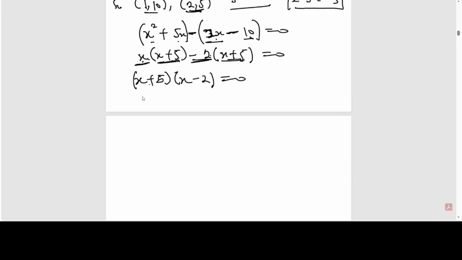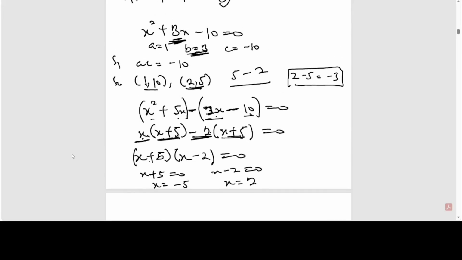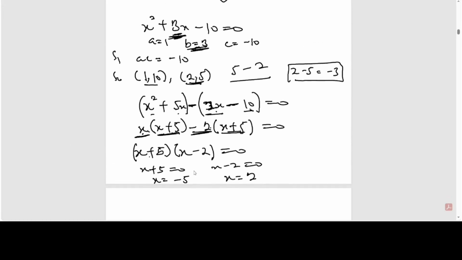So you write each one of them equal to 0. x plus 5 equal to 0. x minus 2 equal to 0. You move 5 to the other side, so x is equal to negative 5. x equal to 2. So these are the solutions to this quadratic equation, right? The solutions are x equal to negative 5, x equal to 2.